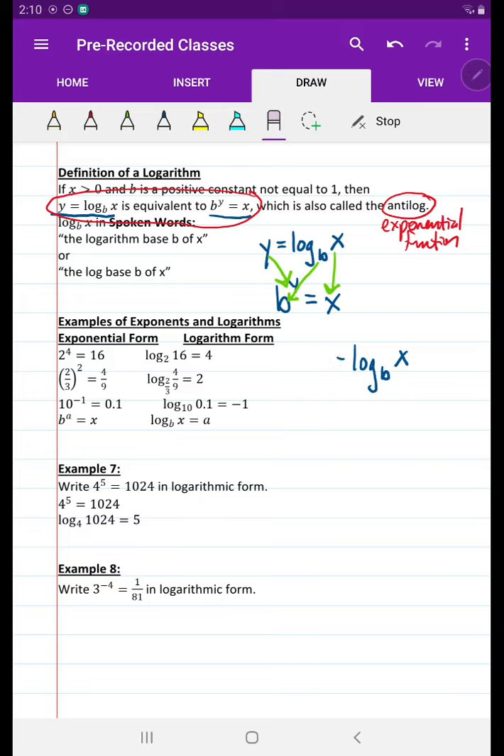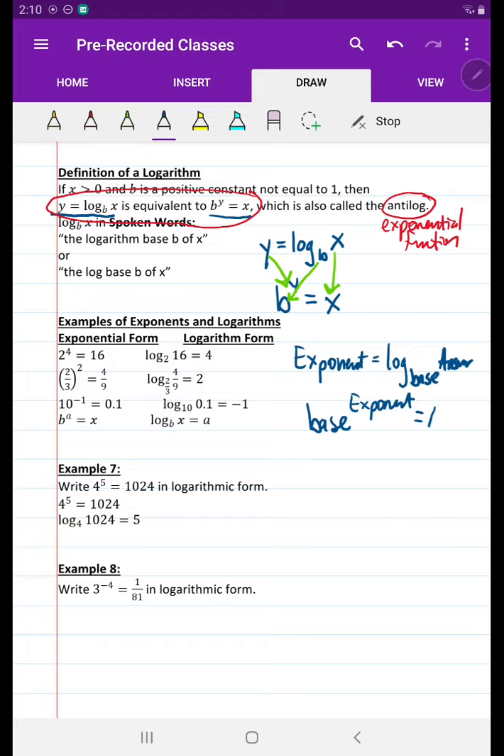Actually, let's refer to this with some different words. Let's say exponent equals log of the base of your answer. So this is going to be, you have your base raised to your exponent, and that all equals your answer.